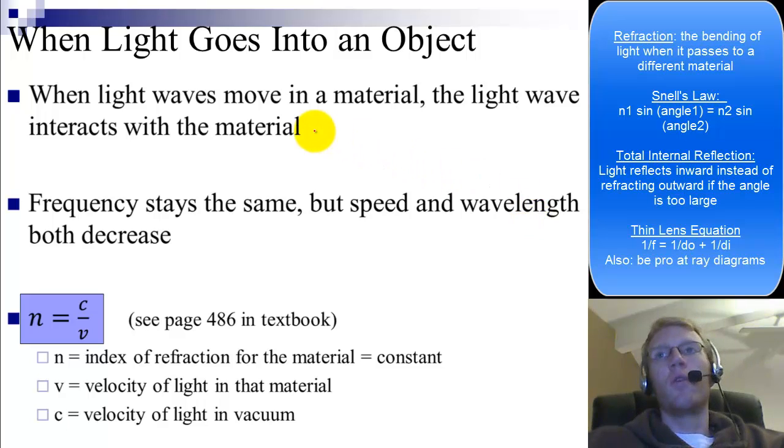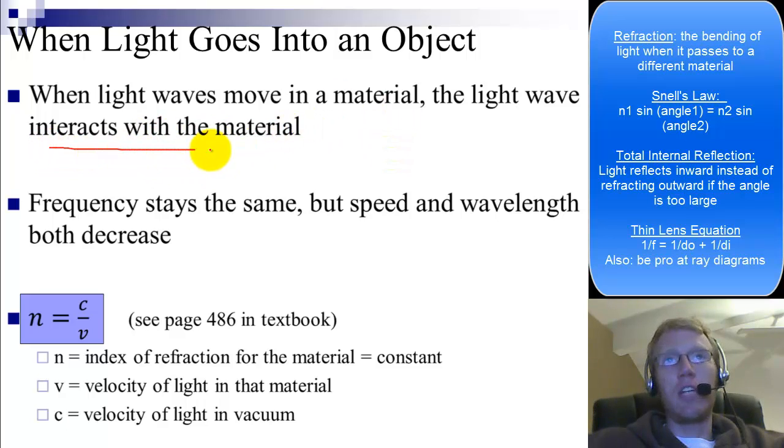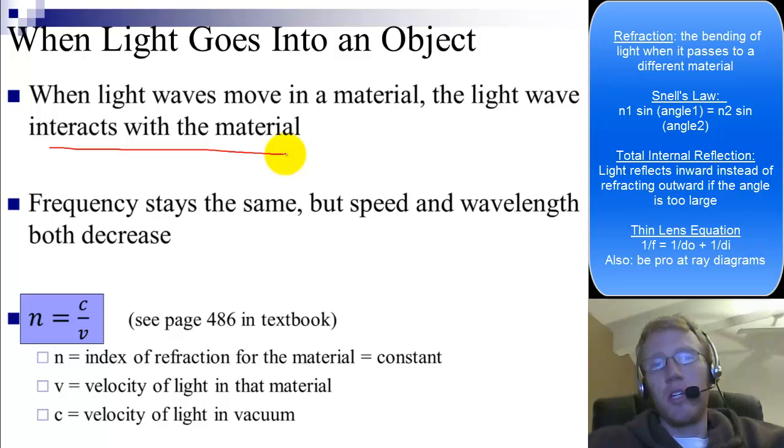When light goes into a material, the light wave is actually an electric and a magnetic field that are oscillating. We're going to learn about that much later near the end of the year, but for now, just accept that light is made up of an electric and magnetic field. Since matter is made up of atoms, it has positive and negative charge, and so the electric and magnetic fields of the light wave interact with the material it's passing into. When it passes from one material to the other, this interaction causes changes in the properties of the light.